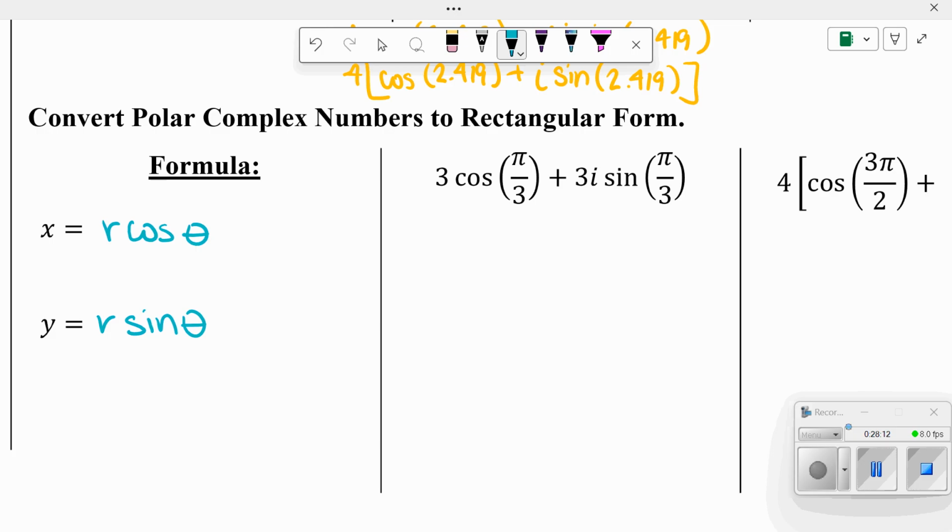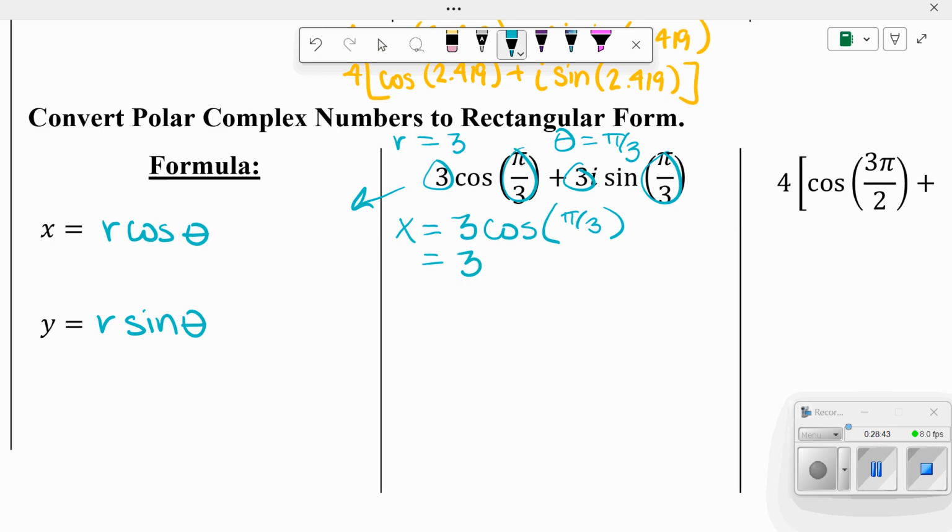Now check out our first problem here. We have 3 cosine pi over 3 plus 3i sine pi over 3. I need to figure out what r is and theta is. Well, r shows up right there, so I know r is 3. And then theta is showing up right here, so I know theta is pi over 3. Once I know that, all I got to do is plug into my 2 formulas over here. So x is equal to r, which we know is 3, cosine theta, which we know is pi over 3.